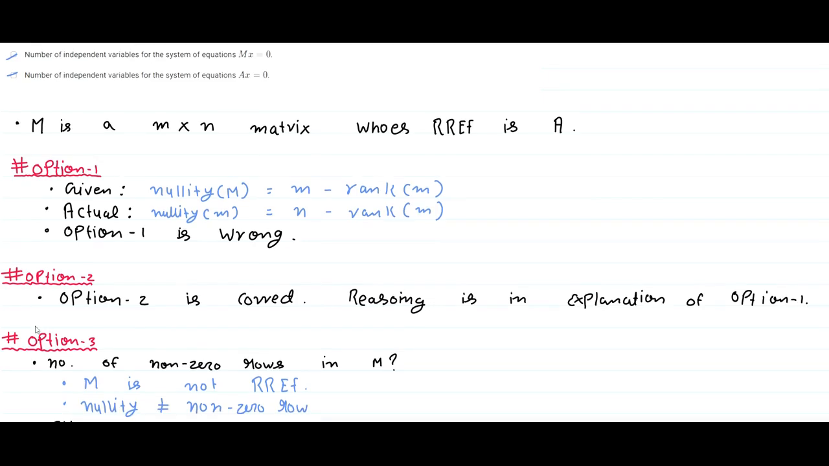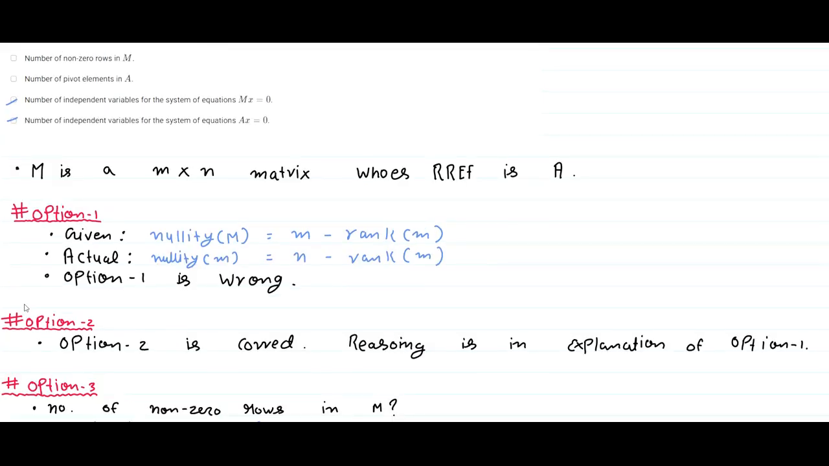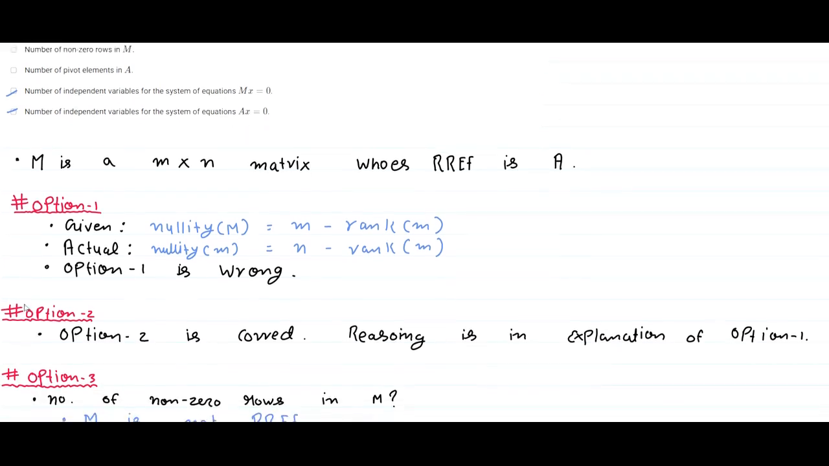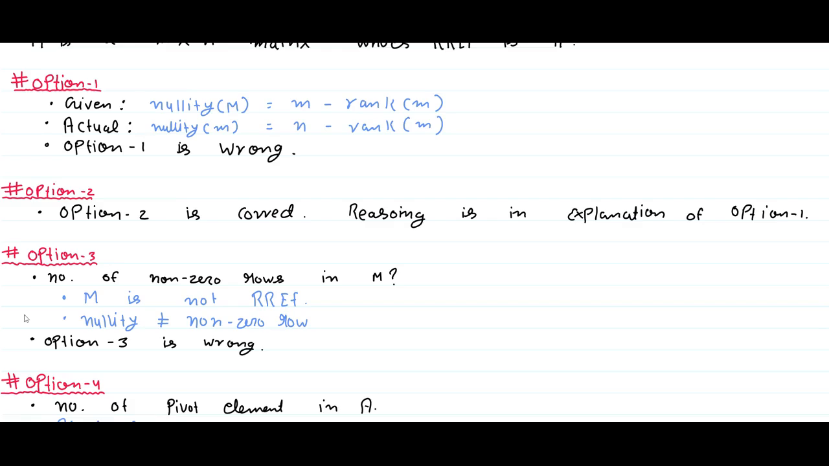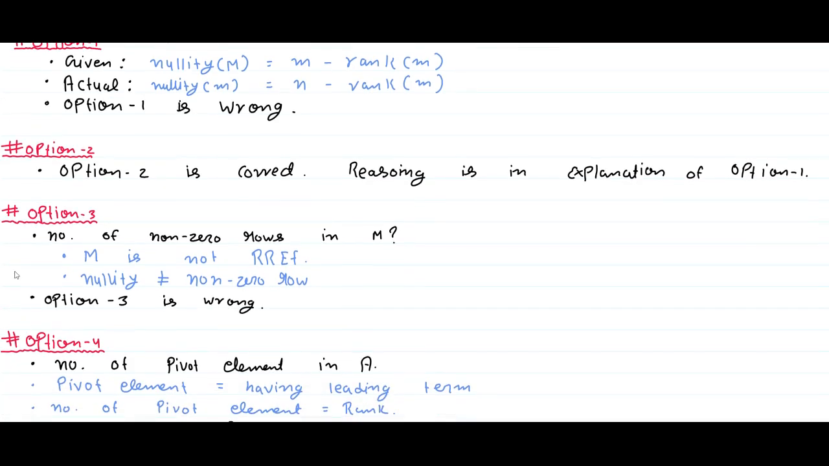Option number 2 says that nullity is equal to n minus rank. So, just in the previous question I said that the correct form will be number of columns minus rank, which came from the fact that number of columns is equal to nullity plus rank. Hence the option number 2 is correct. Let us now see the option number 3. It says that nullity is equal to number of non-zero rows in M. So first of all, M is not a reduced echelon form, which means that its zero or non-zero rows will not define anything. Secondly, number of non-zero rows in reduced echelon form is basically the rank, not the nullity. Hence option number 3 is also wrong.